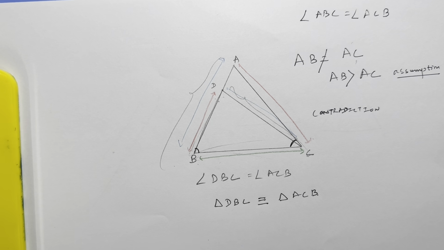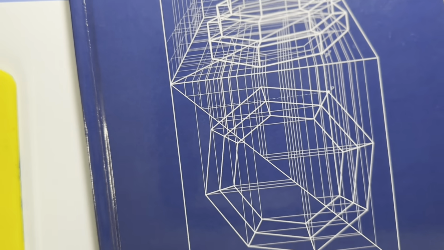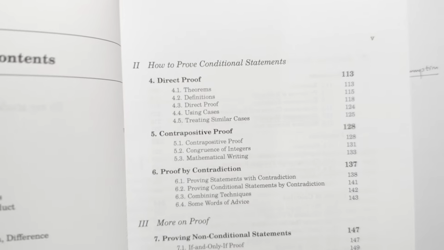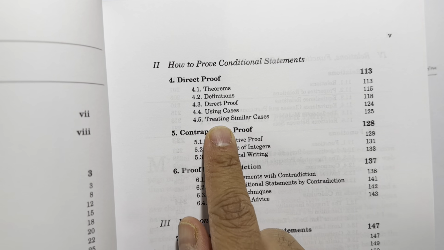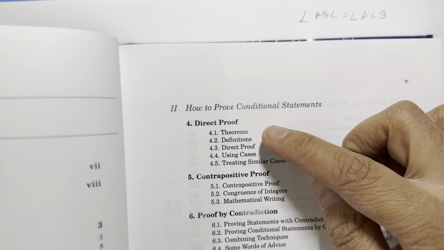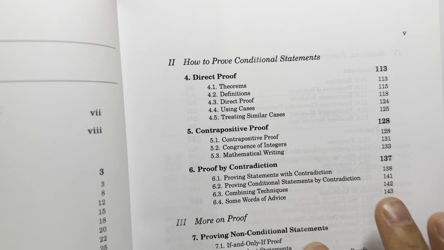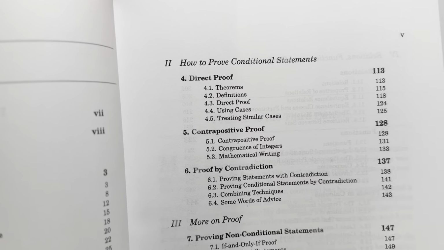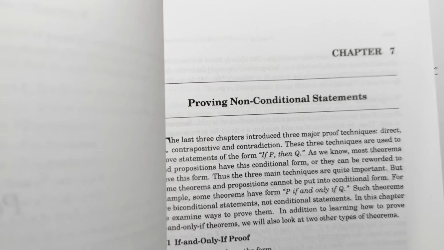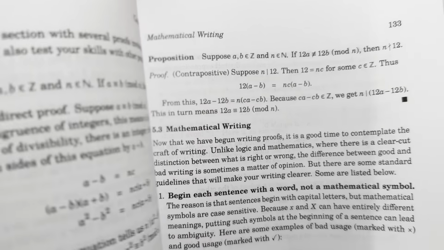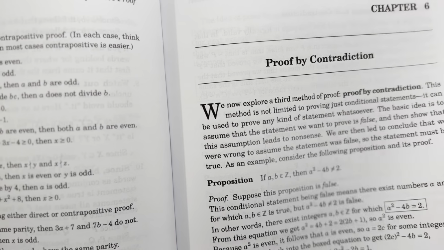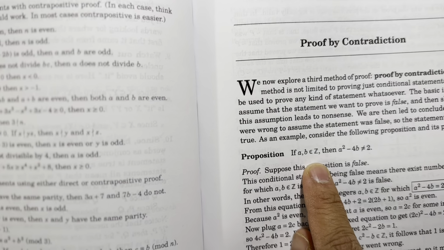I have this book by Richard Hammack. It's called Book of Proof. And actually, if you see how to prove conditional statements, he gives three kinds of proof methods: direct proof, contrapositive proof, and proof by contradiction. I'm not sure whether he would have any geometric proofs there, but let me just glance through it. So this example is an algebraic one.